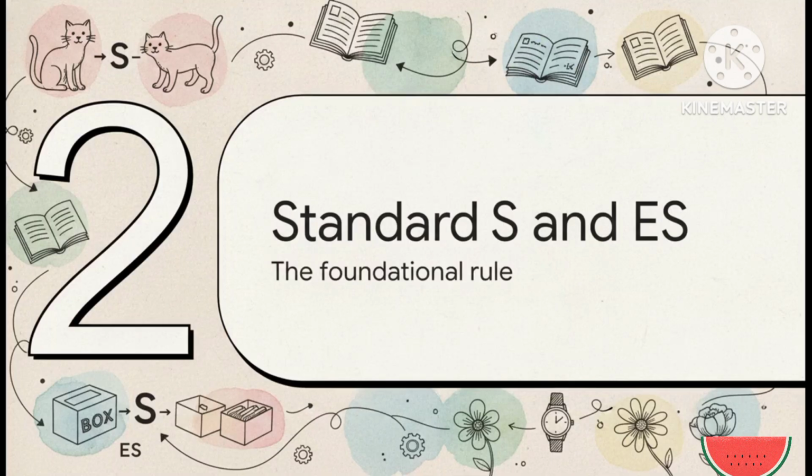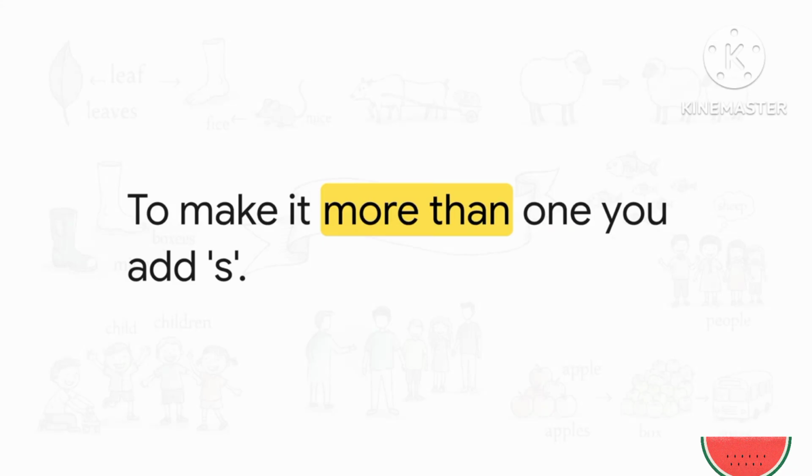Moving right along to Section 2, the standard S and ES, the foundational rule. To make a noun more than one, the vast majority of the time, you literally just add an S to the end. It is the default setting of the English language. When your brain is moving fast in conversation, this is the shortcut it naturally takes, and for good reason. It's highly efficient. You take a root word, you slap an S on it, and instantly, everyone listening knows you've multiplied the subject. It's elegant in its total simplicity.